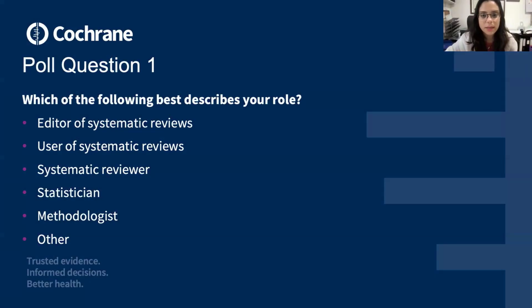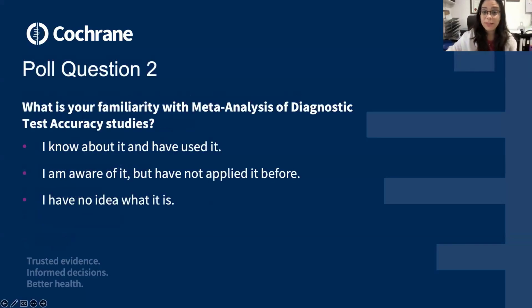Okay, so it seems that 34%, most of you actually, are systematic reviewers. We have a lot of statisticians, 31%. We also have methodologists, editors, users of systematic reviews, and others. So that's wonderful. Hopefully this will help us tailor the discussion today. But we also have a second poll with you before we move on.